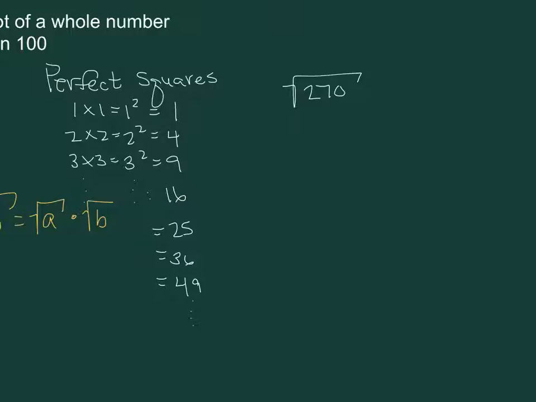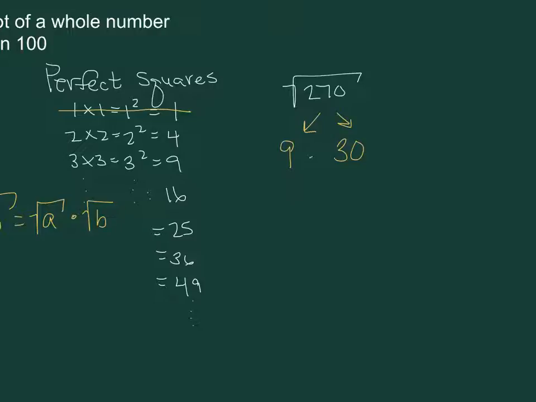270 divided by 1 is 270. That doesn't help. So hopefully you're seeing you just kind of skip 1 because it doesn't really give us anything other than the number we started with. Instead, what we're going to do is 270 divided by 4. That gives us something with a decimal. 270 divided by 9. That's helpful. Okay, so 270 divided by 9 would give us 9 as our perfect square and times 30 as our other factor.